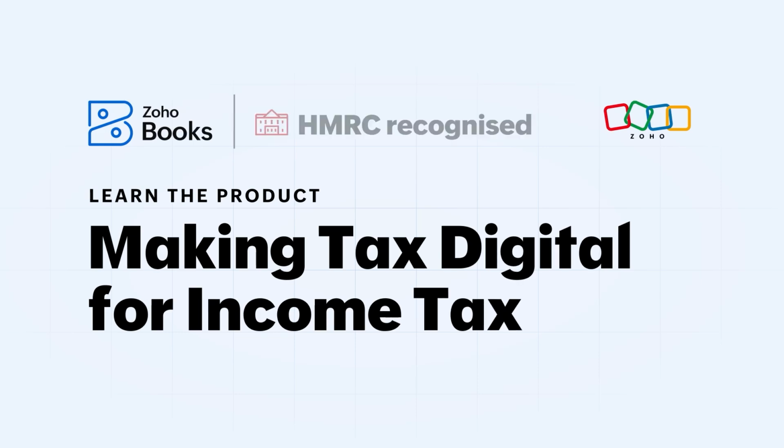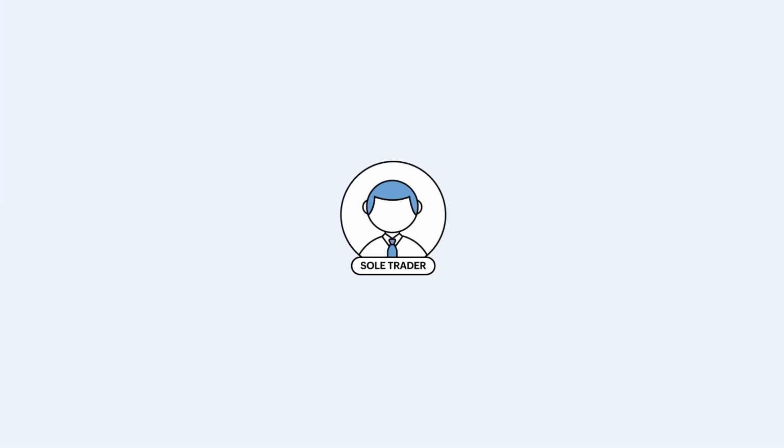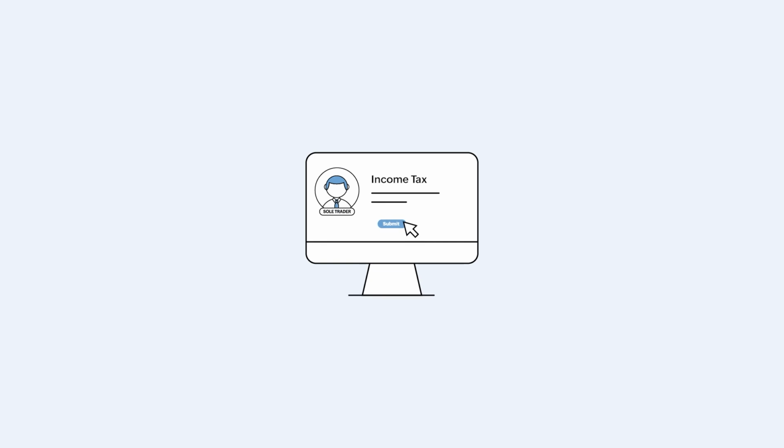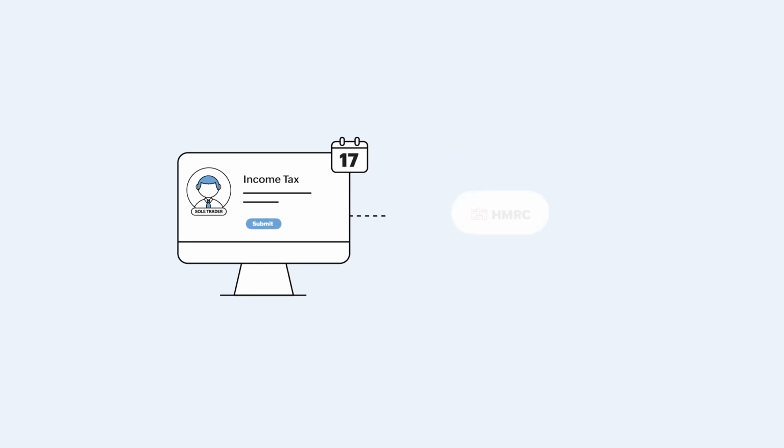In this video, we'll walk you through Making Tax Digital for Income Tax and how Zoho Books helps you keep your tax submissions accurate, up-to-date, and stress-free. This feature will be available only for organizations registered as a sole trader business type. As a sole trader, you can choose to submit your income tax updates online every quarter through HMRC's Making Tax Digital for Income Tax scheme.